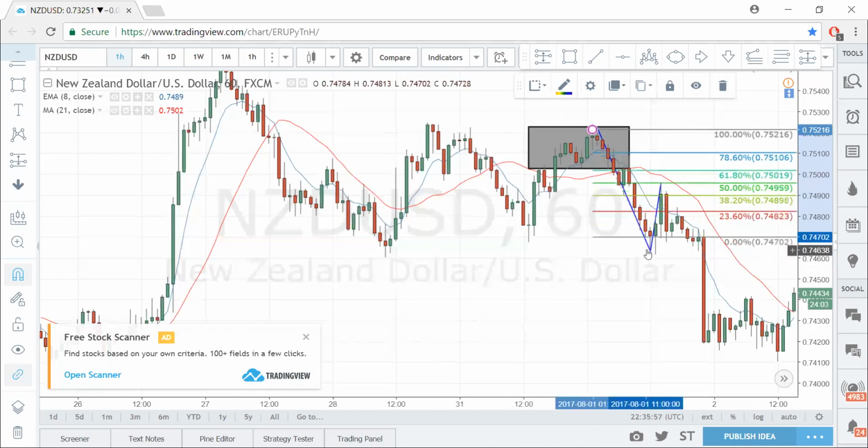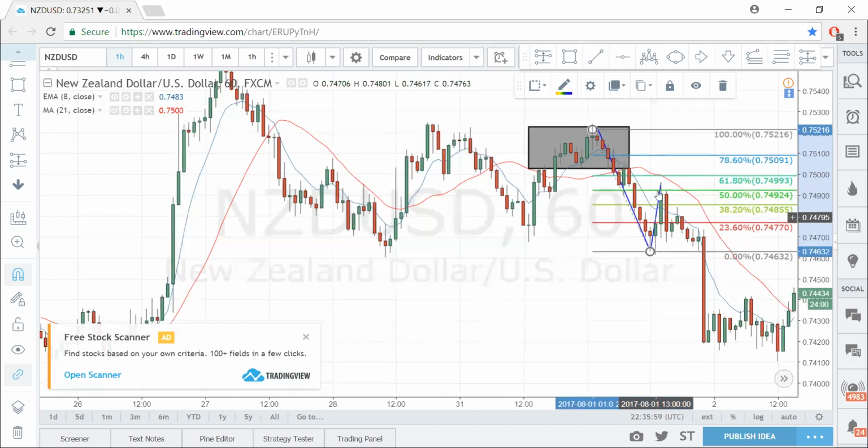Now, right after this move, guess what happened? Market came all the way down to here. Maybe you would have targeted selling from here, taking your profit at 23 or 38. After this move, then what? How do you know where market is going to go again?